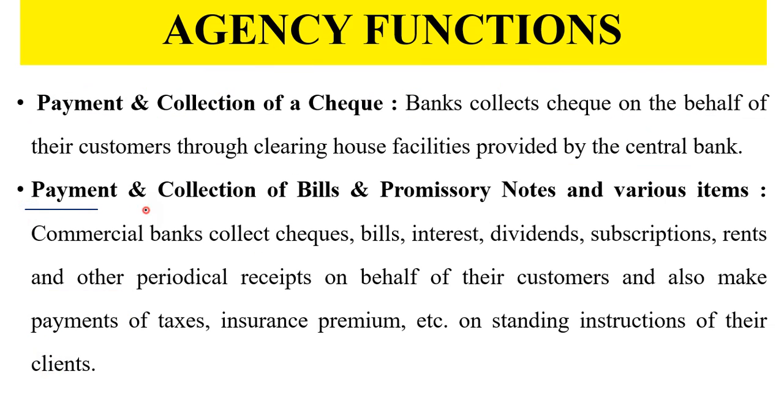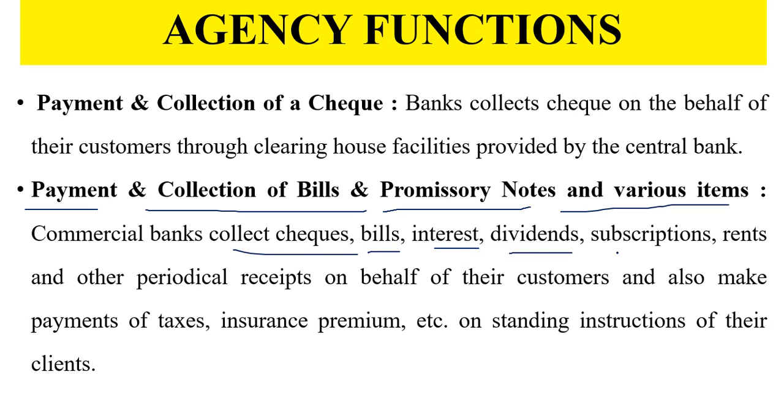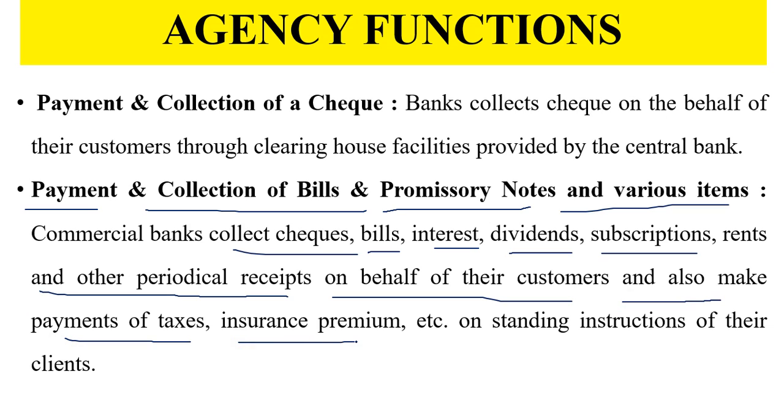Next is payment and collection of bills of exchange, promissory notes and various items. Now a commercial bank collects the check, it also collects the bill of exchange and promissory notes, from the customer and from other sources, and it makes the payment to the particular customer. So it collects interest, dividend, subscription, rent and other periodical receipts on behalf of its customer. And many banks make the payment of taxes, insurance premium, etc. on standing instructions of their client.